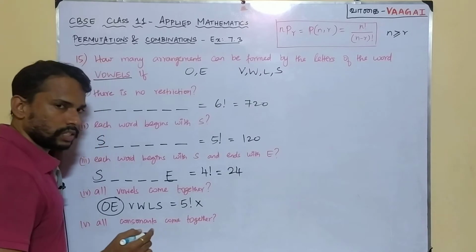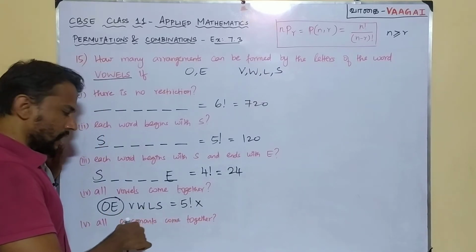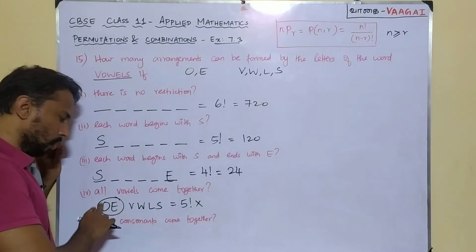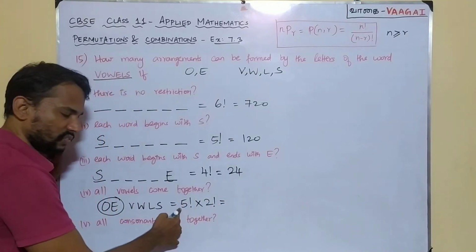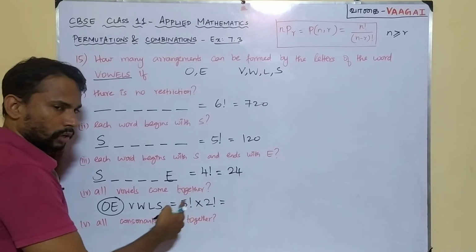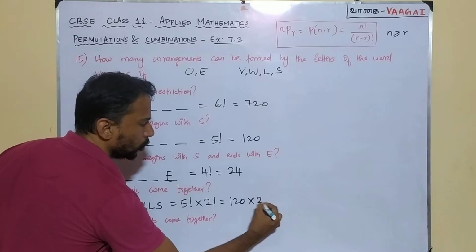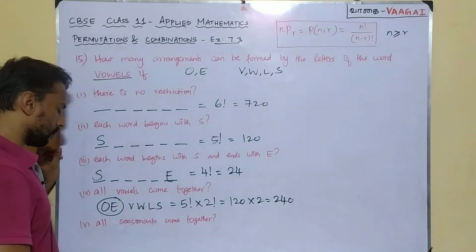But our problem is still not over. 5 factorial is for these 5 objects. But inside this vowels bunch, you have 2 letters. Those 2 letters can be rearranged in another 2 factorial ways. So for each of these 5 factorial ways, you have got 2 factorial ways. So your overall answer is going to be 5 factorial into 2 factorial, which is 120 into 2, which is 240. I hope you understand this. Is it clear? Yeah, fine.